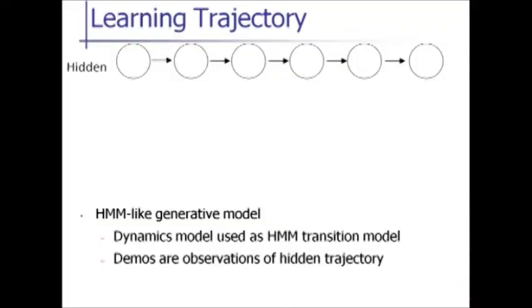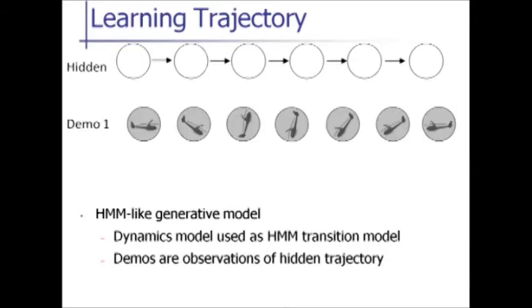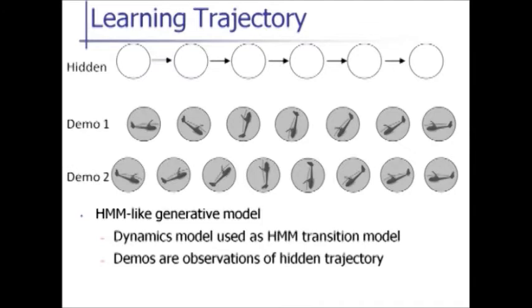What do we have, though? We have 2 demos, 2 examples of what the pilot flew. We have a dynamics model, which essentially says what relationship these hidden states have to follow. You have to be able to get to state 2 from state 1, otherwise the helicopter will crash.